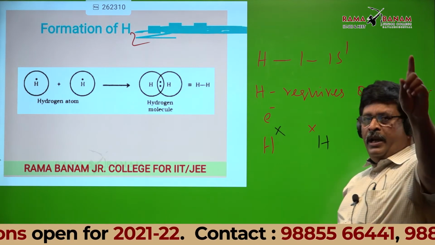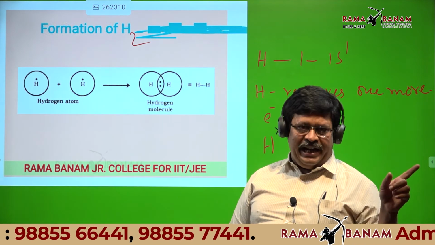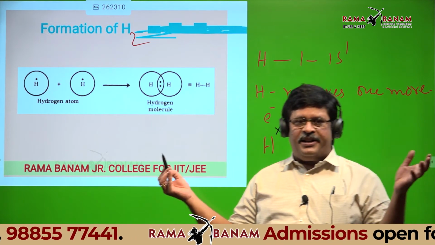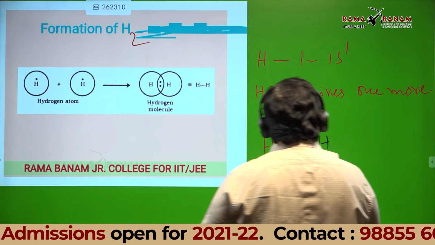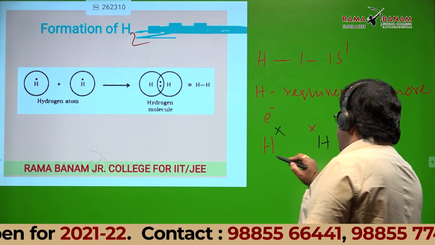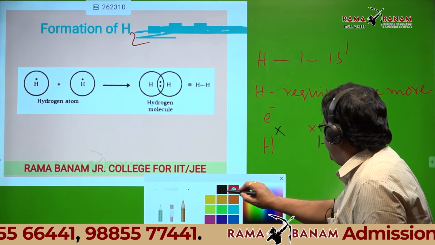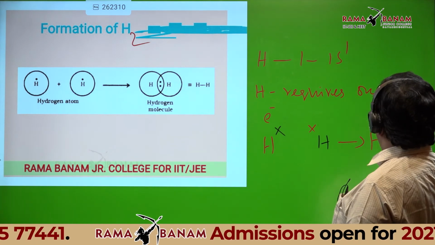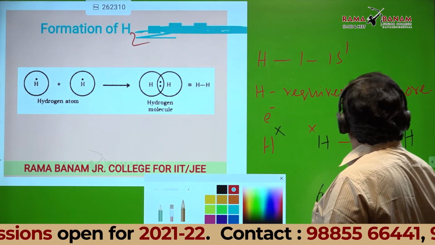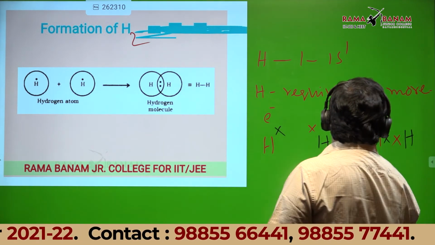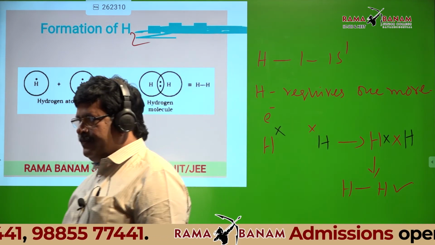Remember students, if one atom loses and one atom gains, the bond is ionic. But here the case is different. Both hydrogen atoms require one electron. Then how is it possible? Just by sharing. So each hydrogen contributes one electron, resulting in the formation of an H2 molecule. Is it okay? Yes, sir.